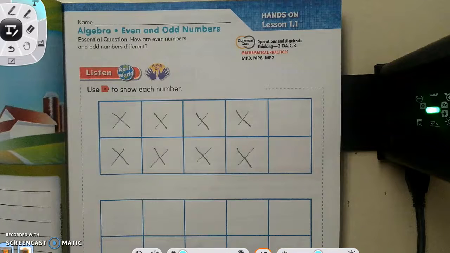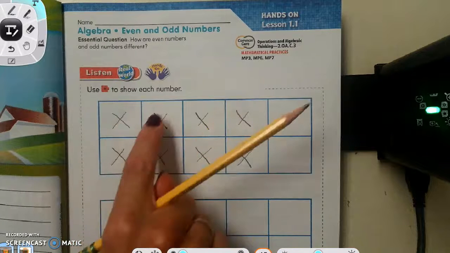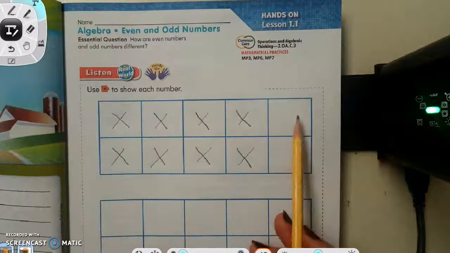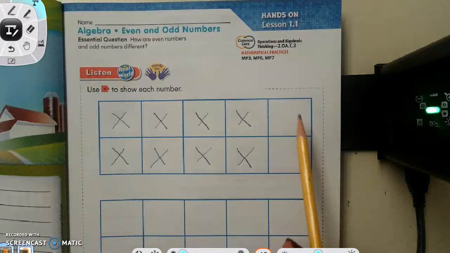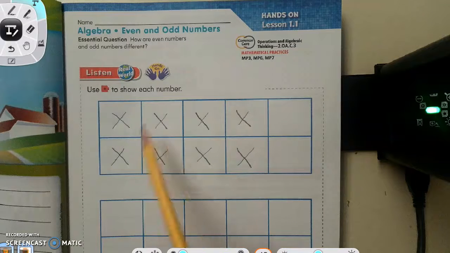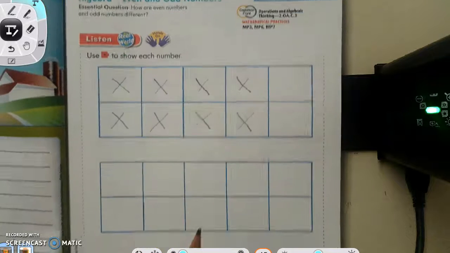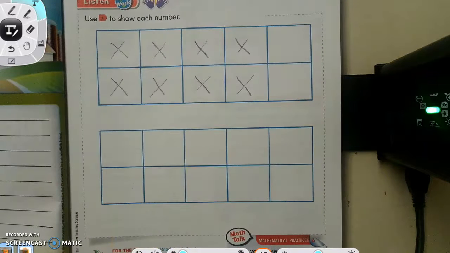Okay, so notice with 8, if you set them up in pairs, there are no cubes left over. Everybody has a buddy. So that makes this number even. Okay, get your cubes ready or your pencil ready. Let's move to the next box.